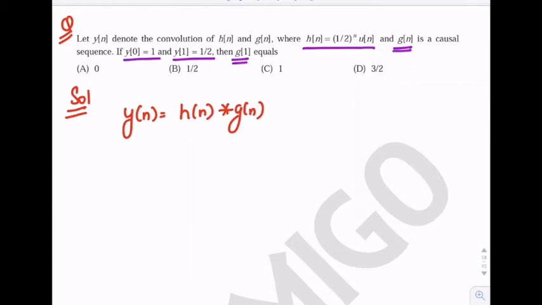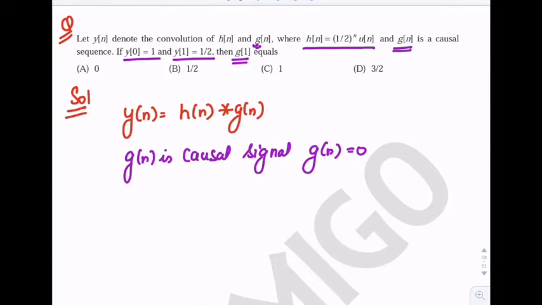So we have to find g[1]. g[n] is a causal signal given to us, so we can say that g[n] is equal to 0 for n less than 0.